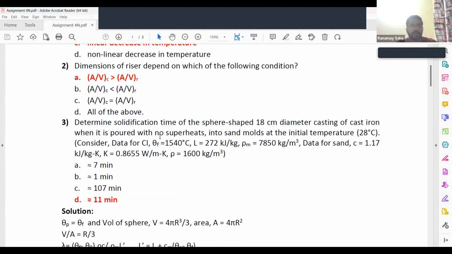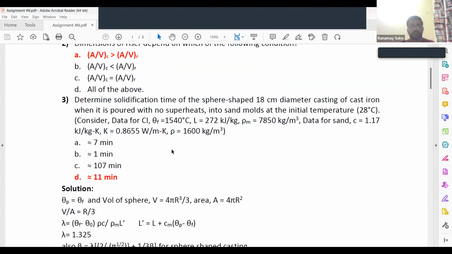And now we have one numerical which says you have to determine the solidification time of a sphere shaped 18 centimeter diameter casting of cast iron when it is poured with no superheat. Okay, so your effective latent heat of fusion is equal to the actual latent heat of fusion, which is 272 kilojoule per kg in this case. Now, the initial temperature is given to be 28 degrees centigrade, and the data is given in bracket as shown.